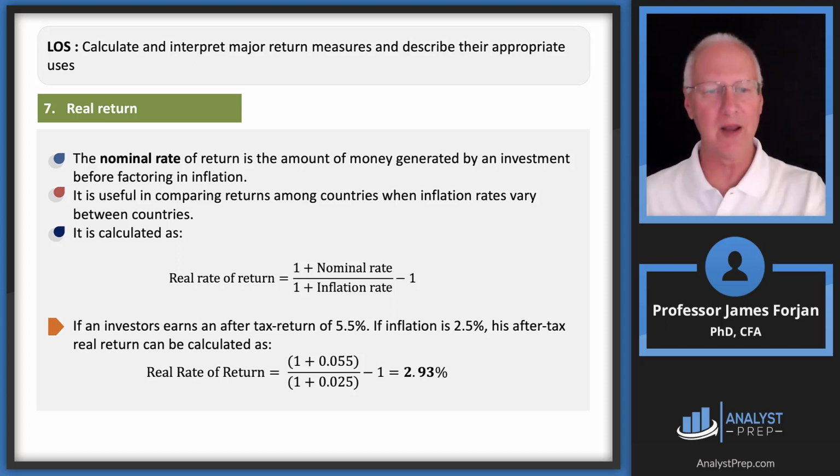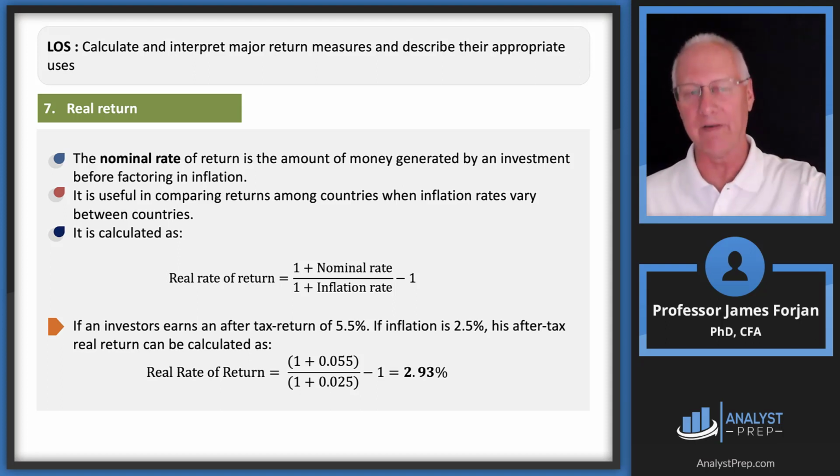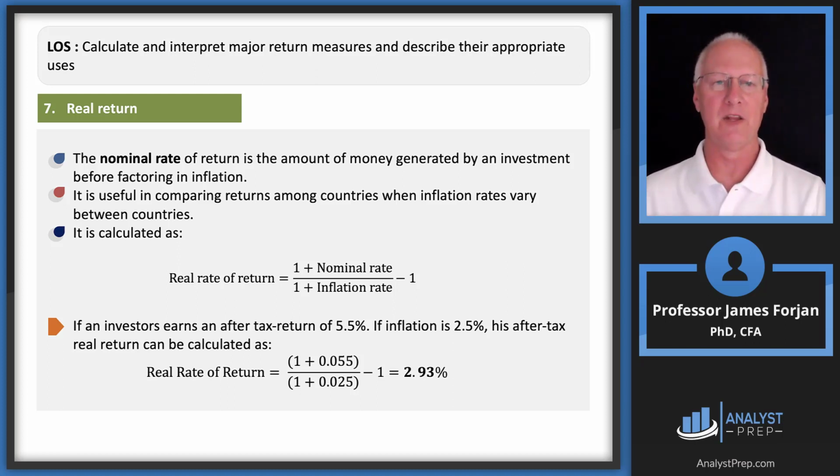You should be saying, wait a minute, Jim, isn't this just like F over P minus 1? Of course it is. The future value, the F, is the total, the nominal, stated rate of interest. And then you divide it by the present value, or the inflation rate. So F over P minus 1. So if you do 5.5 and 2.5, you get a real rate of return of 2.93%.